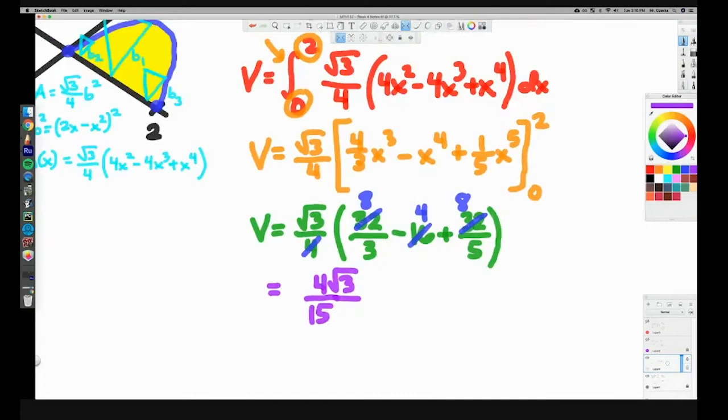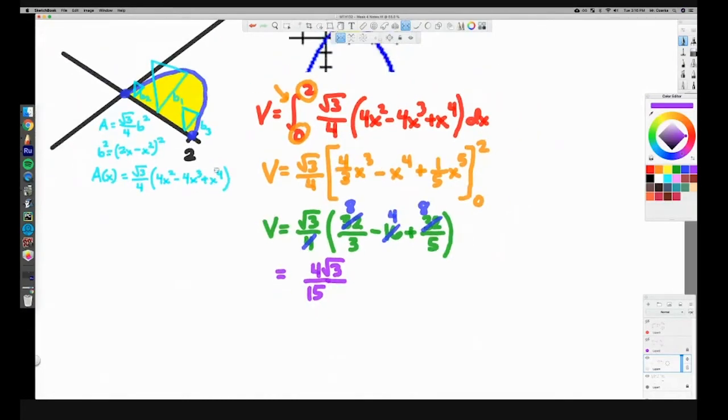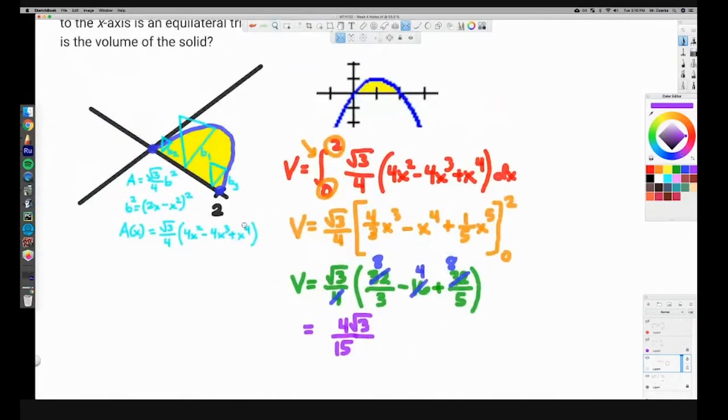You obviously don't have to do that in your head at all. You can just throw that all in your calculator. Not the root 3, but this whole part right here. Your calculator will do the fraction for you. Use the tools you have.